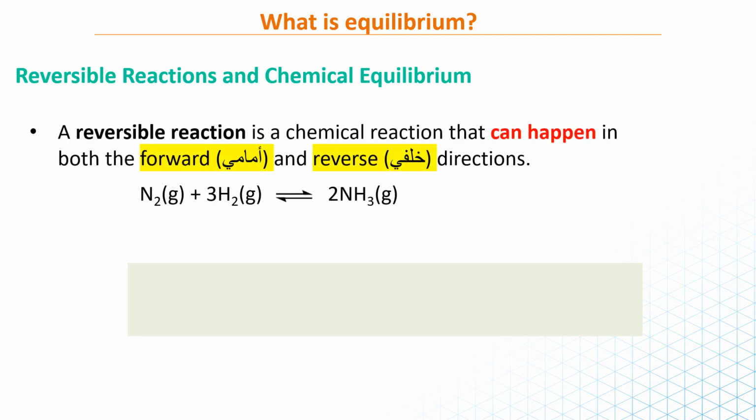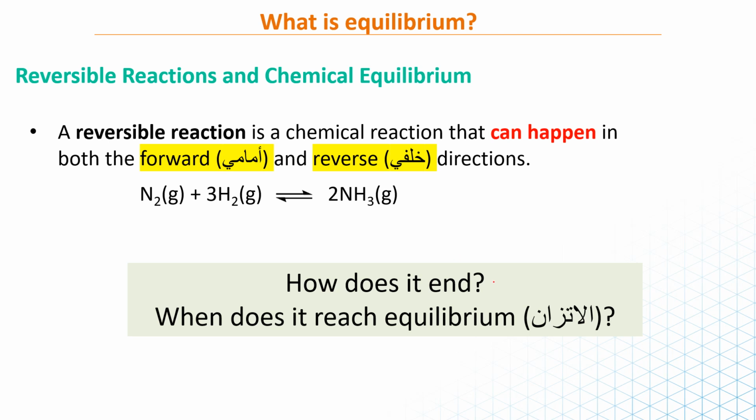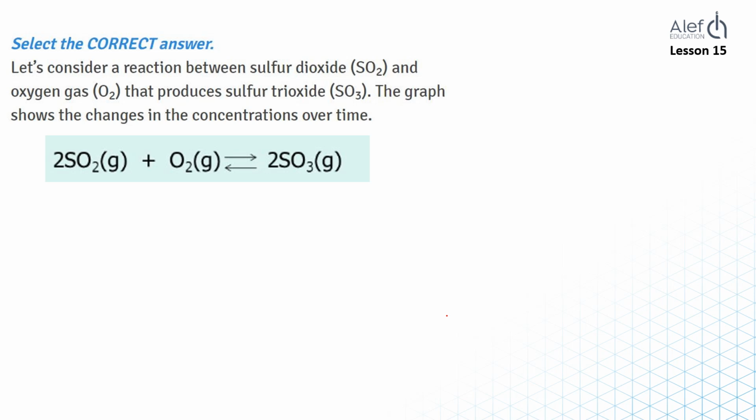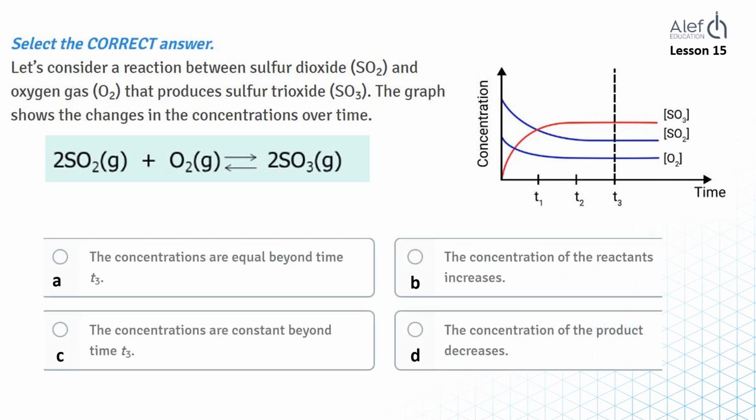So we talked about this. Okay, reversible reaction is a chemical reaction that can happen in both directions, forward direction and reverse direction, guys. Okay, how does it end? Does it end at all? Well, it does not end. It reaches equilibrium. So now we are going to understand what's the meaning of equilibrium, guys. Okay, but before we do that, let's have a look at this graph.